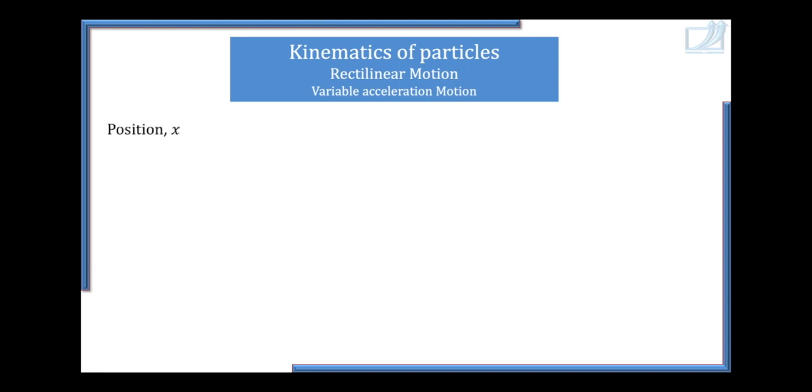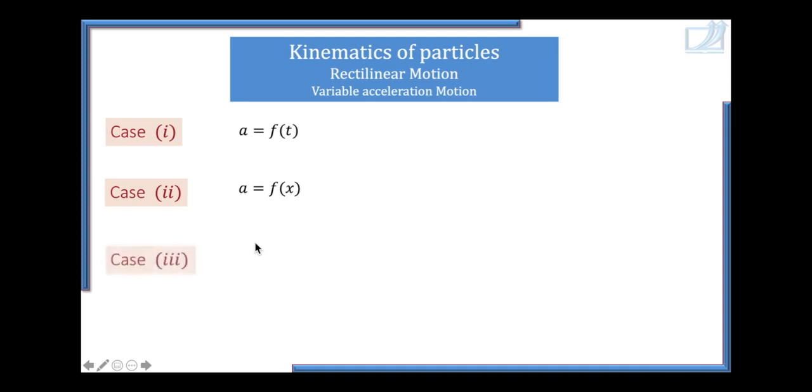These are the four variables involved in the study of motion: position, velocity, acceleration and time. If a particle is moving and its acceleration is varying, then how acceleration is varying will be given to you. So acceleration may be defined as a function of time t, or you may face a problem in which acceleration is given as a function of position, or acceleration may be given as a function of velocity.